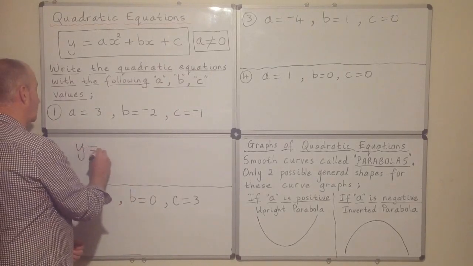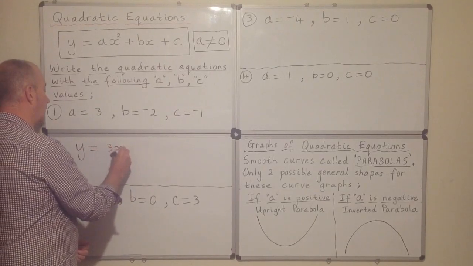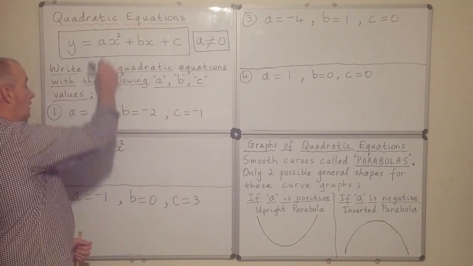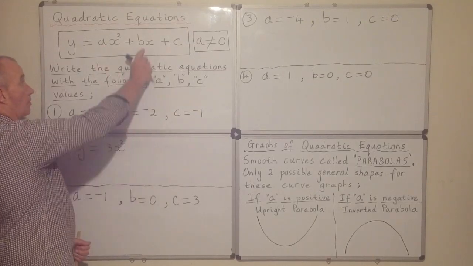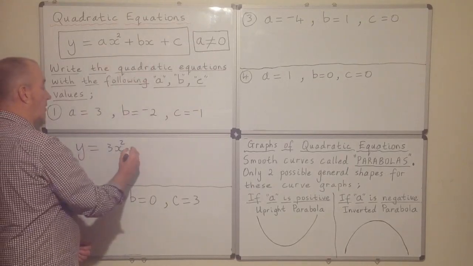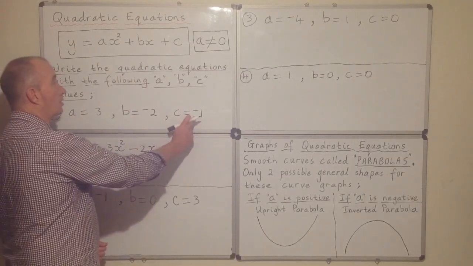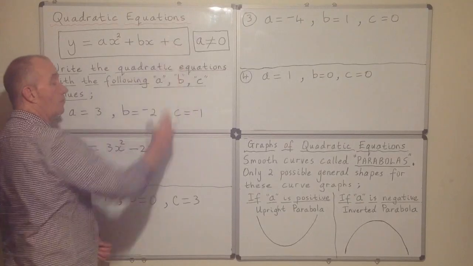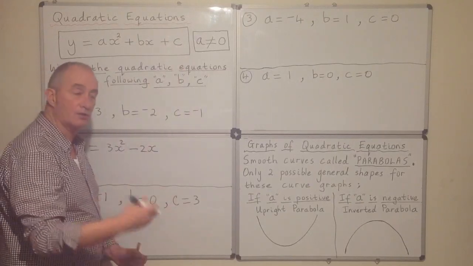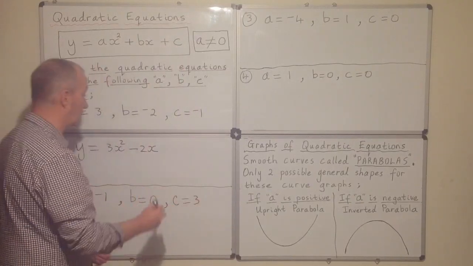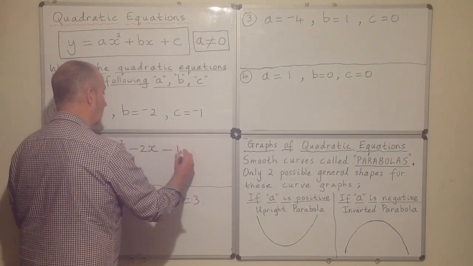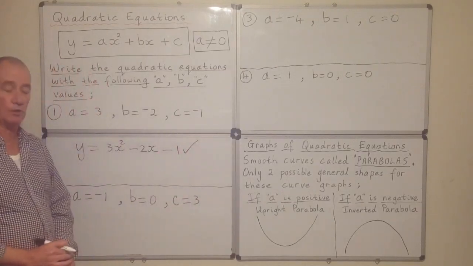Y equals 3x squared, replacing a with 3. Now we're going to replace b with -2, so that'll be minus 2x. And we're replacing c with -1. So plus -1 is the same as subtract 1. So minus 1. So that's the first quadratic equation.